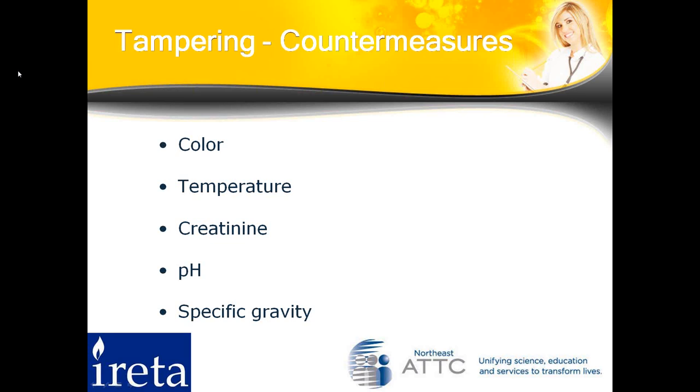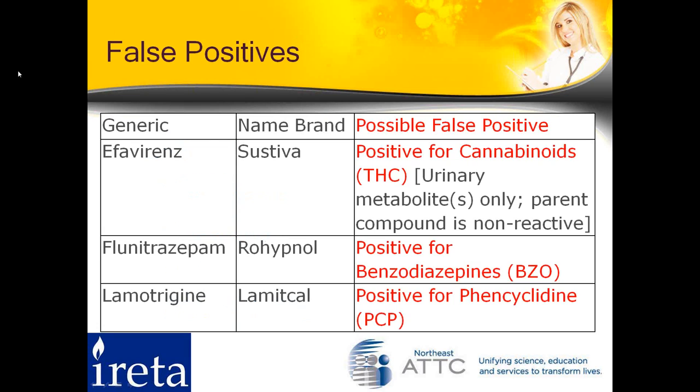Okay. We're going to move on and look at some drugs that might cause false positives, particularly in the in-house testing that we use, but also in laboratory testing. So we'll look at some of these medications. Sustiva, which is an HIV antiviral, can test positive for cannabinoids, so we're looking at testing positive for THC. Rohypnol, we're not necessarily looking at it as, will test positive as a benzo. If we're looking at Lamictal, which is taken for epilepsy and sometimes for bipolar, it can test positive for PCP.